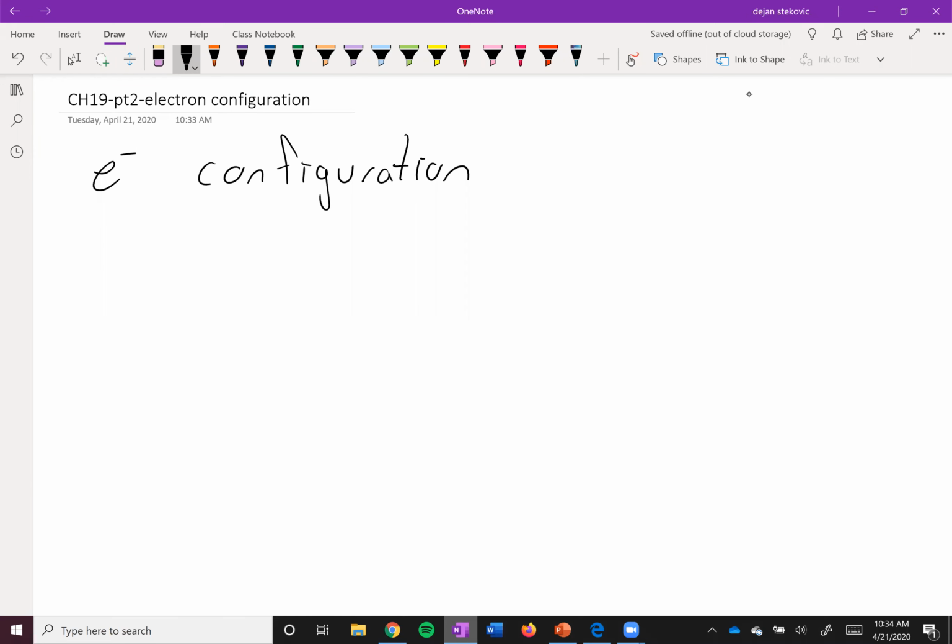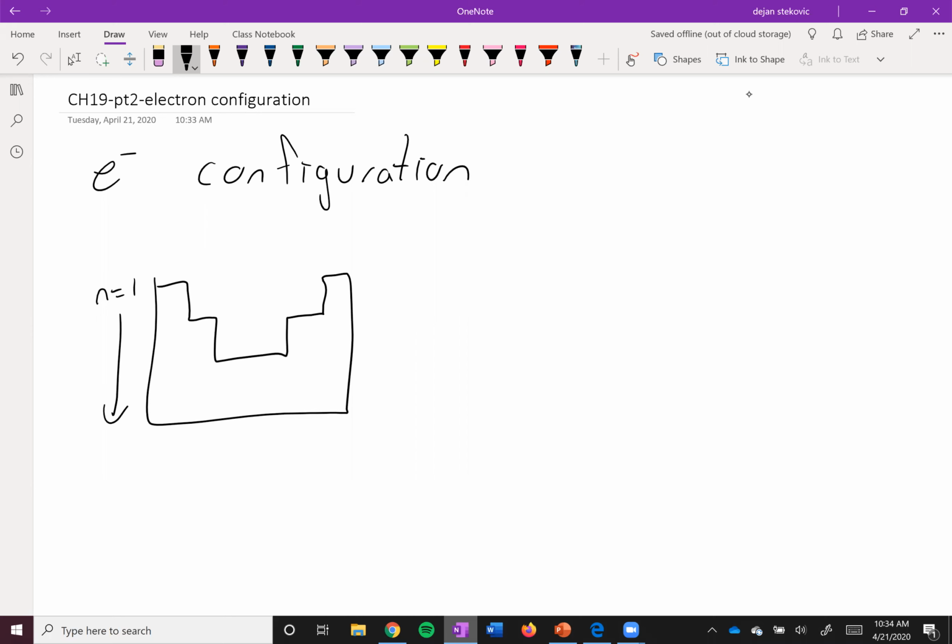All right, so another review from Chem 101, electron configurations. So remember, if we draw our periodic table, as we go down these rows, our n increases, right? So n increases from 1 all the way down to other numbers, right? And then here we have our transition metals. So don't forget about our transition metals.